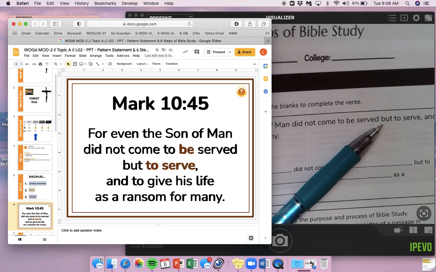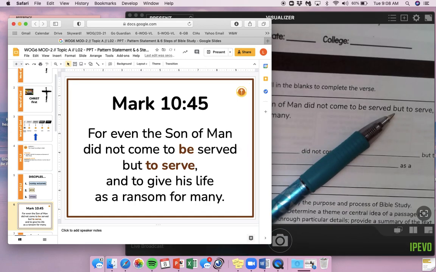You repeat after me. For even the Son of Man, for even the Son of Man, then it goes, did not come to be served. Do it again. Ready? We're going to start from the top, and we're going to do both. It goes, for even the Son of Man did not come to be served. Do that part again. Your teacher might even pause the video and have you do it without me.